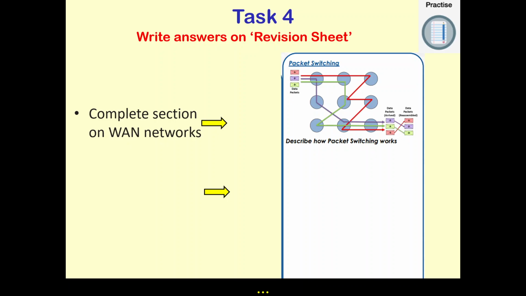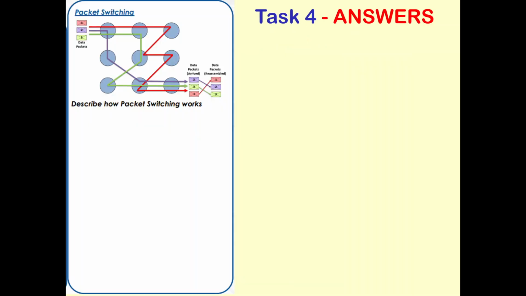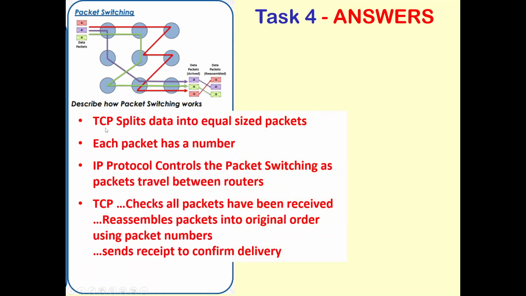Purple pens at the ready to check your answers. So we have got TCP splits the data up into equal sized packets. Each packet has a number. IP protocol controls the packet switching as it travels, the packets travel across the network in the shortest route. Then at the other end, the TCP checks the packets have been received, reassembles the packets into the correct order using the packet numbers, and sends a receipt to confirm delivery of the packets. Purple pen, make sure you've got all that detail on this section.